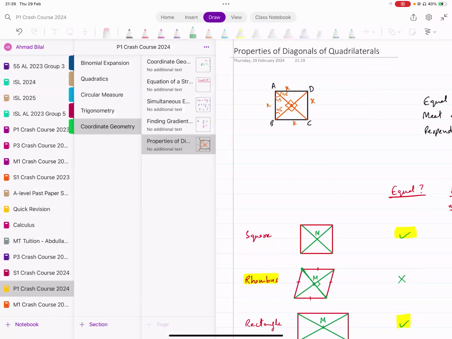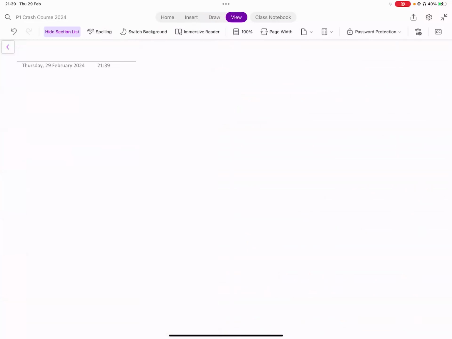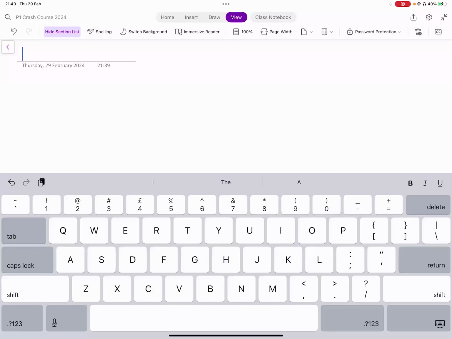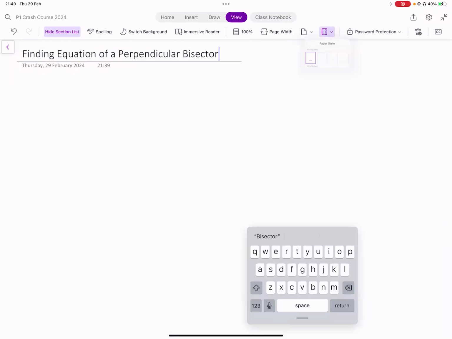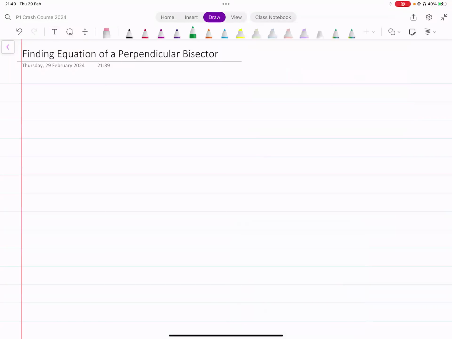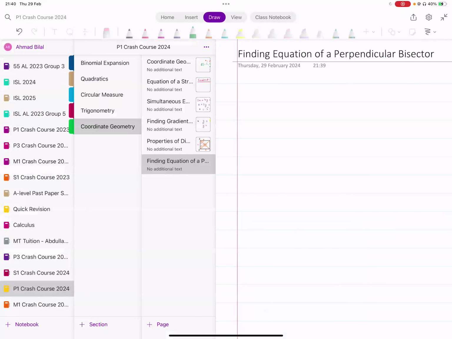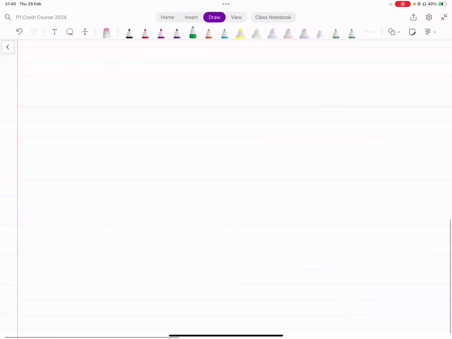Okay, let's do the last thing for today then. And that is how to find equations of perpendicular bisectors. Again, that's also something that you've done in O-levels, so it's also not very new for you. Finding equations of a perpendicular bisector. In fact, the second last thing, because before this, there's another thing that I want to mention here.